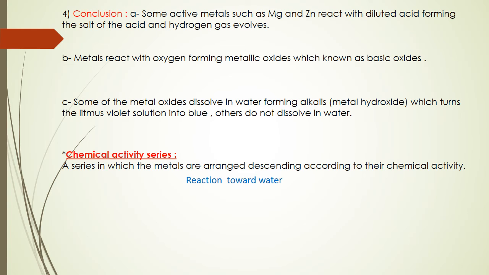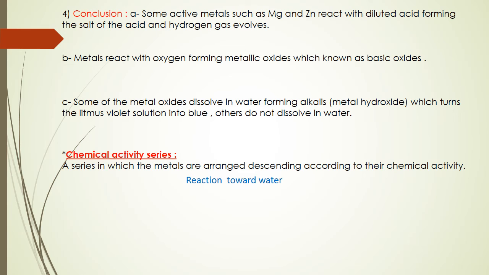And some metal oxides dissolve in water to form alkali. When the metal oxide dissolves in water, it's called metal hydroxide, and so the solution is an alkali solution, and it turns the litmus paper from violet to blue.